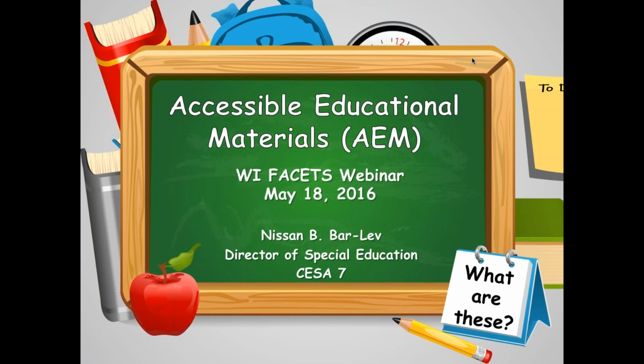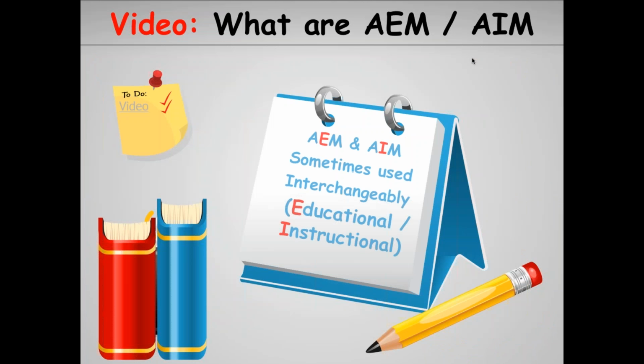Accessible educational materials are sometimes referred to as accessible instructional materials, and that is specifically for printed material. So these are used interchangeably, and in the next slide, there is a video that will describe a little bit in visual mode the AEM or AIM. So we'll start the video right now. It's only about a 3-4 minute video.